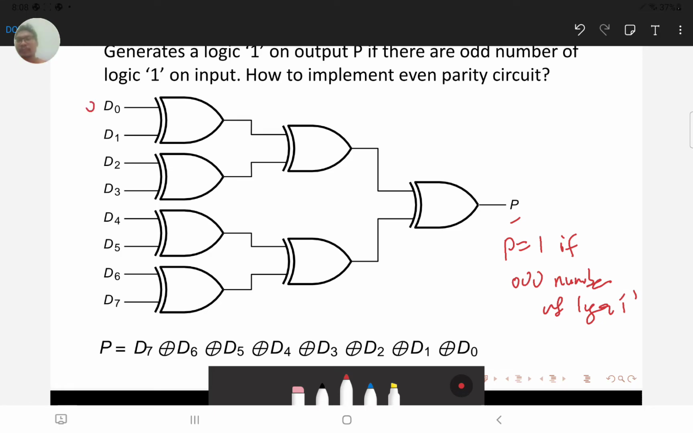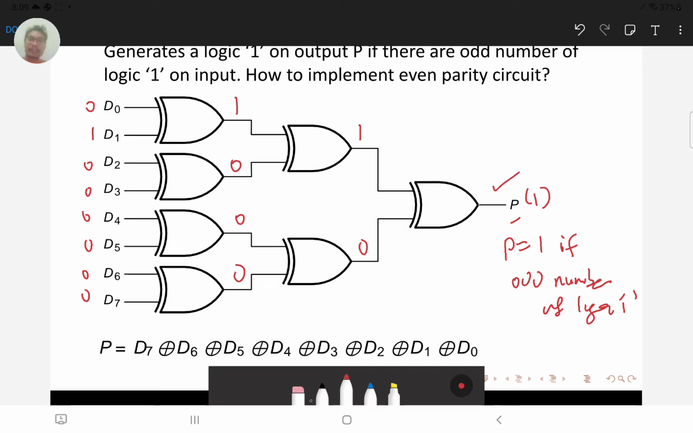So for example, if we have 0, 1 and all these are 0, here we have an odd number because we only have one logic 1. So it's an odd number of logic 1s on the input, therefore our output P is for sure going to be 1. So let's analyze this. Here is going to be 1, here is 0, 0, 0, 1, 0 is going to be 1, 0, and therefore this is 1, correct.